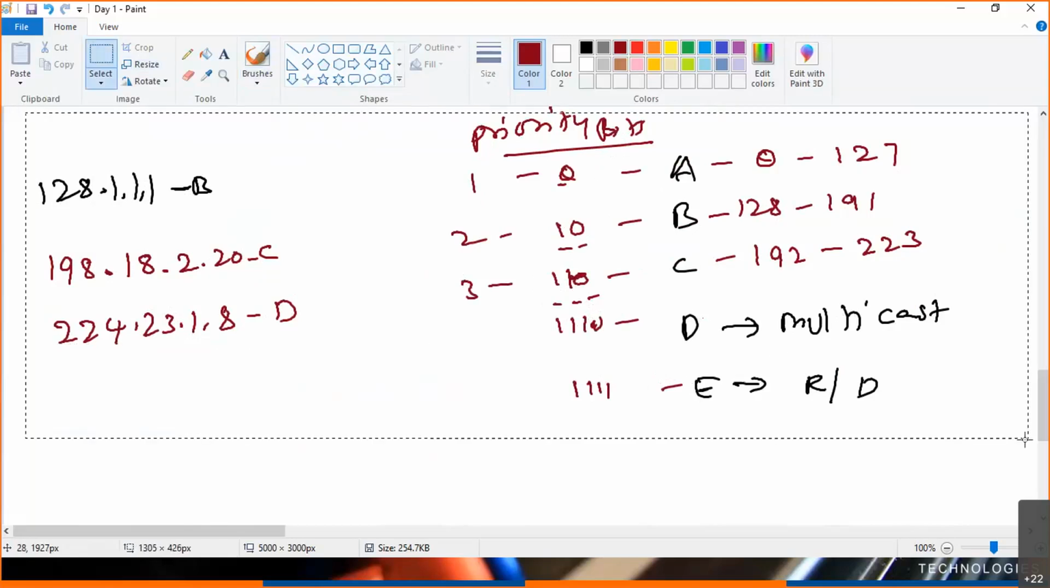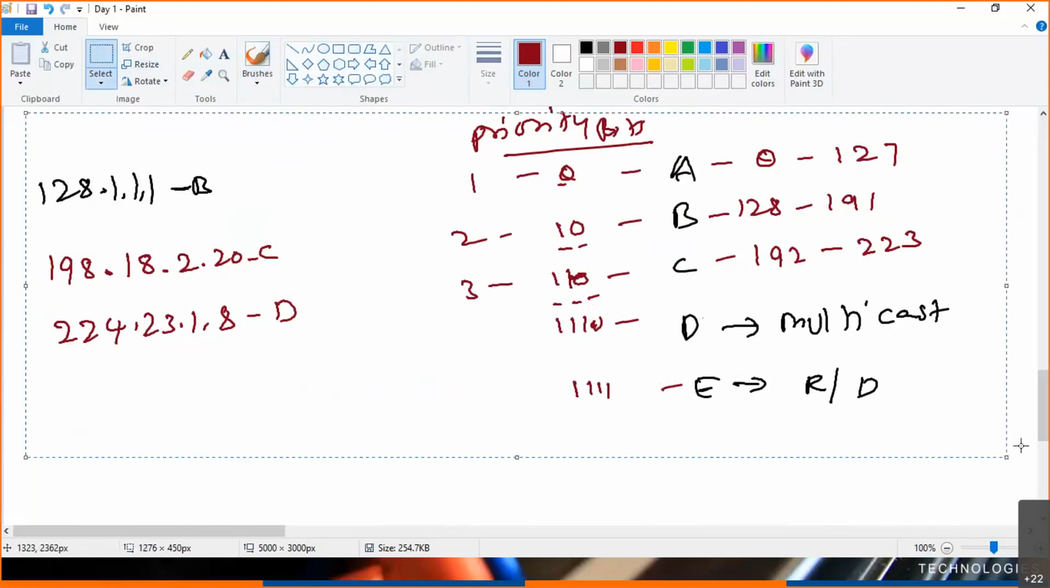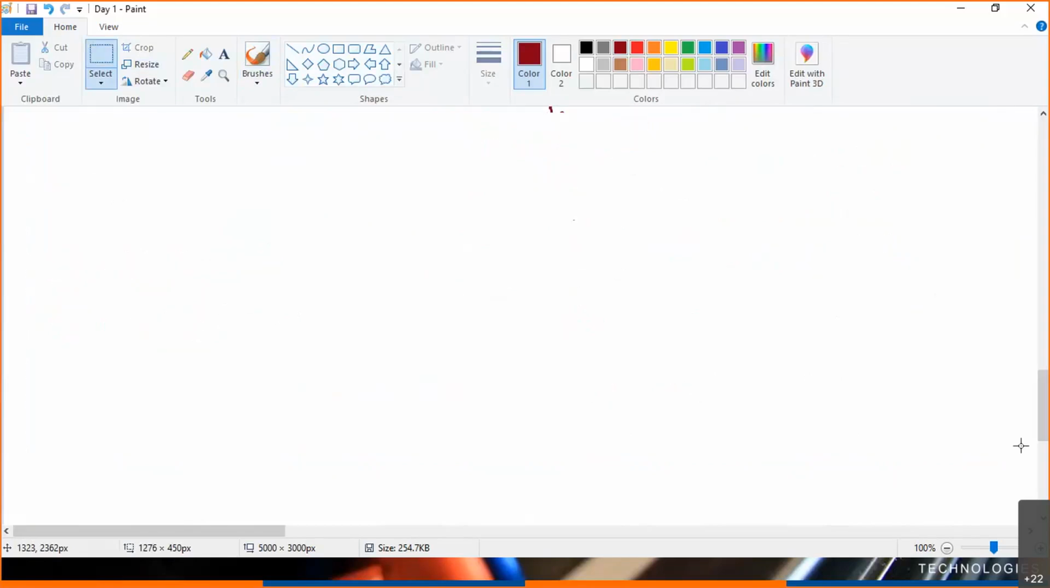So up to here. Balu, what is the loopback address? I'll tell you that.